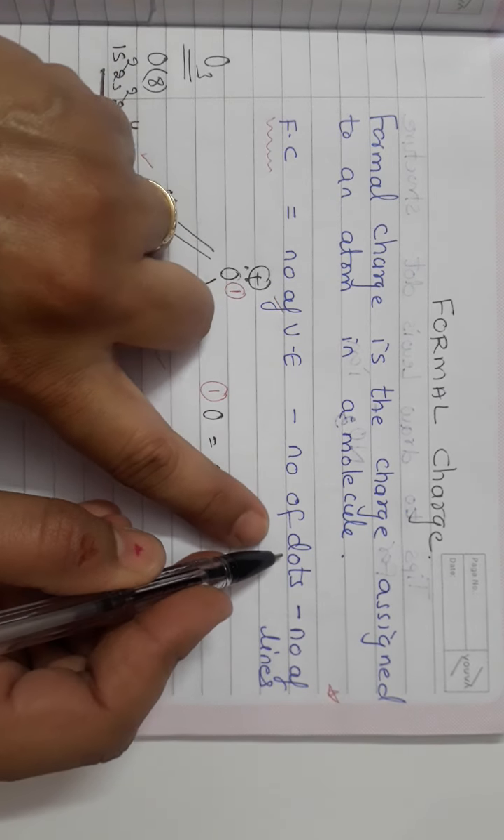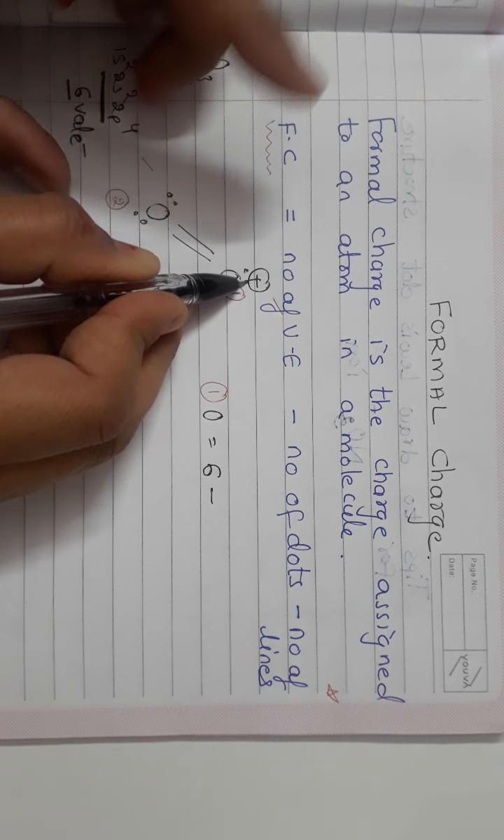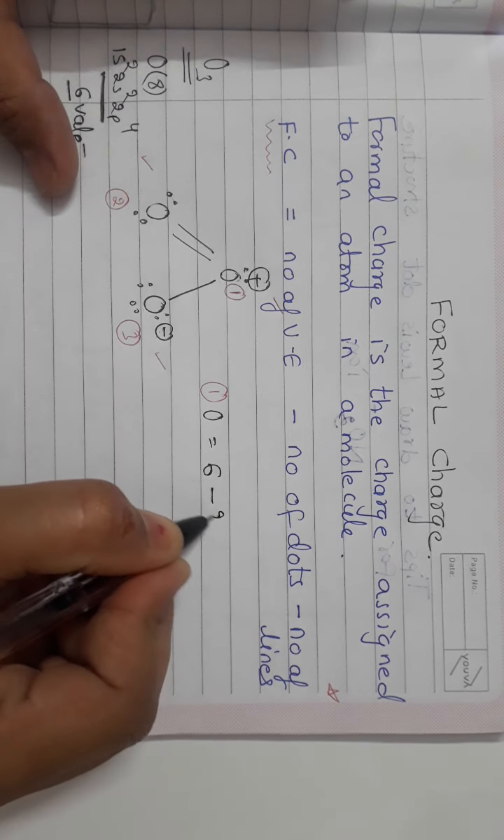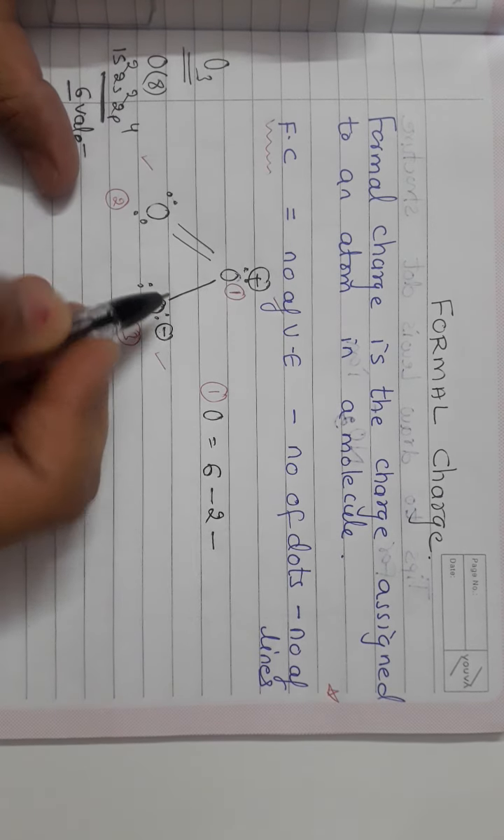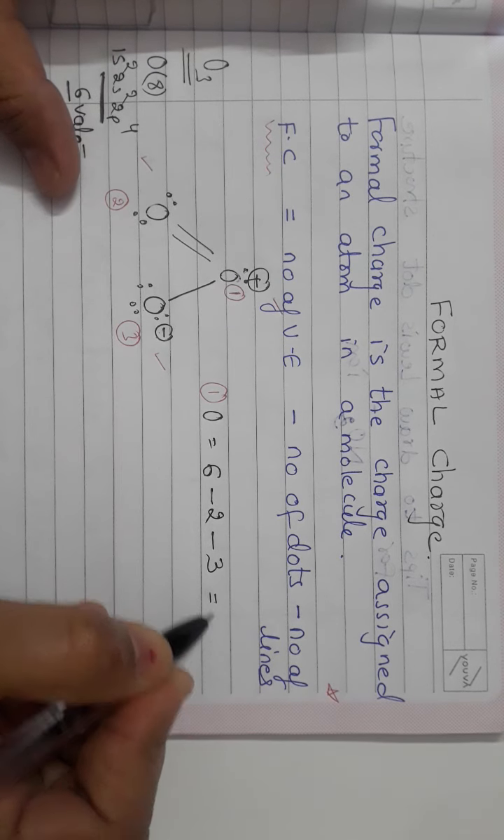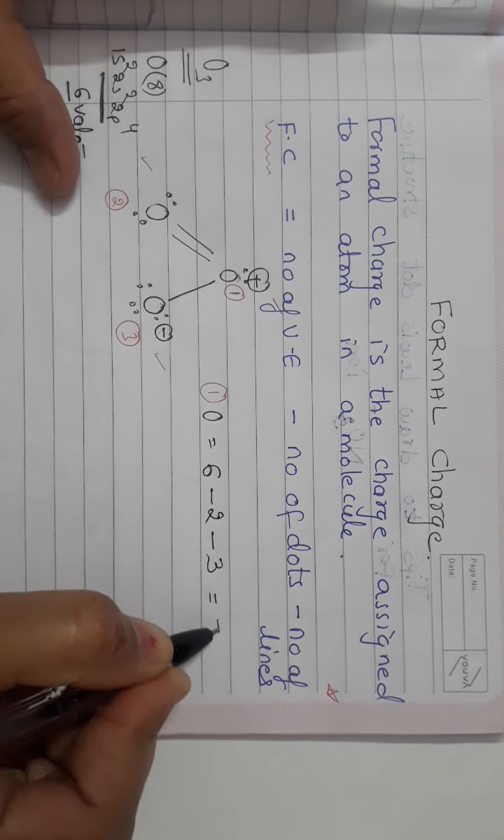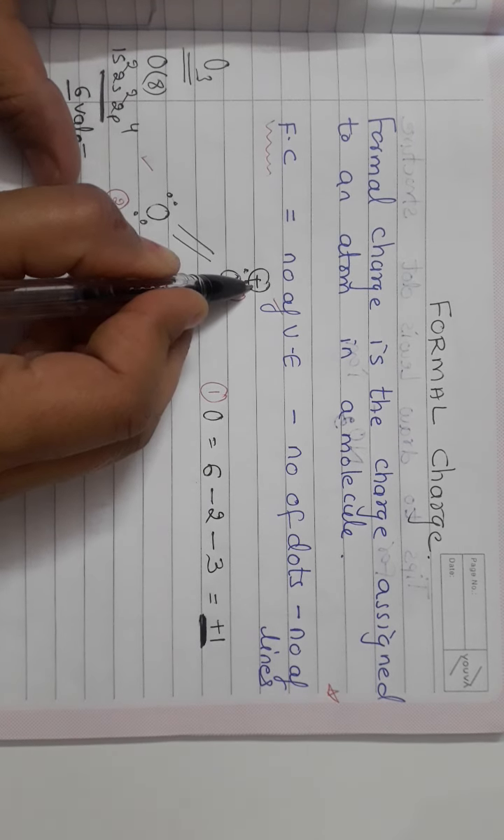Now, number of dots. What do you mean by number of dots? See here, we have 1, 2. So I will write here 2, minus number of lines. So 1, 2, 3. So I have number of lines 3. So this is equal to 6 minus 5, that is plus 1. Can you make out, students? Here it is plus 1, here it is plus 1.